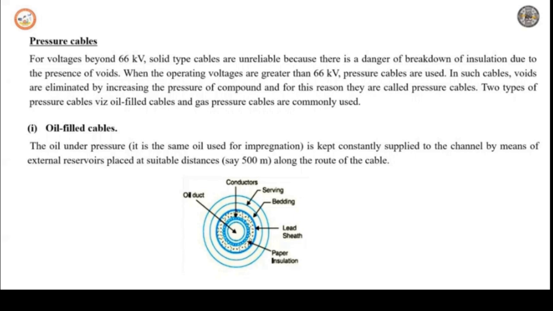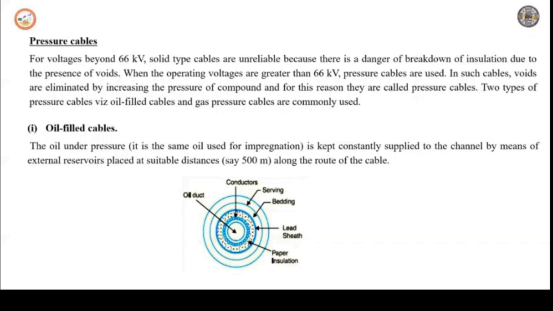The oil channel is filled in a factory, and the pressure is maintained in the oil by connecting the oil channel to tanks which are placed at suitable distances along the path of the cable. The oil pressure compresses the paper insulation, eliminating the possibility of formation of voids. When the cable is heated, the oil expands, but the expanded oil is collected in the tank. When the cable is cooled, extra oil is supplied by the tank to maintain the oil pressure.